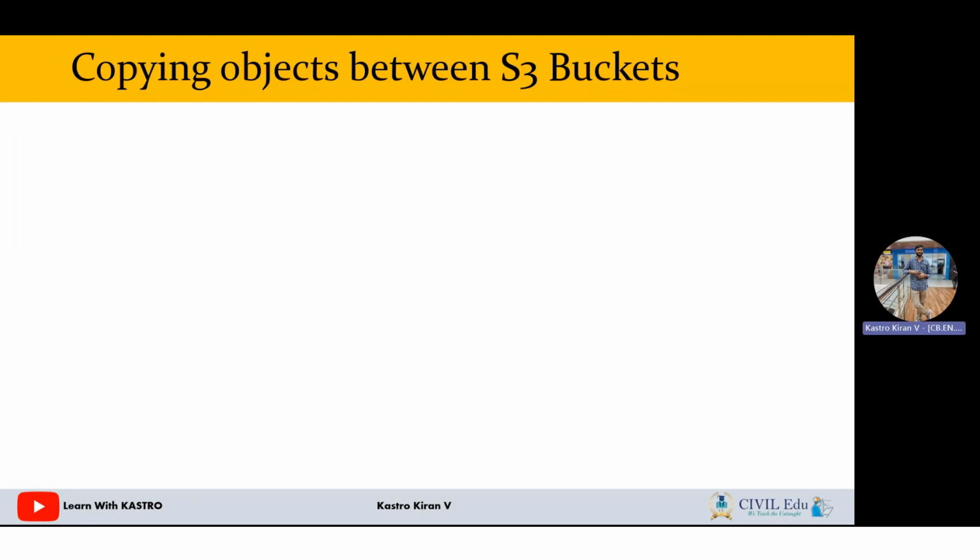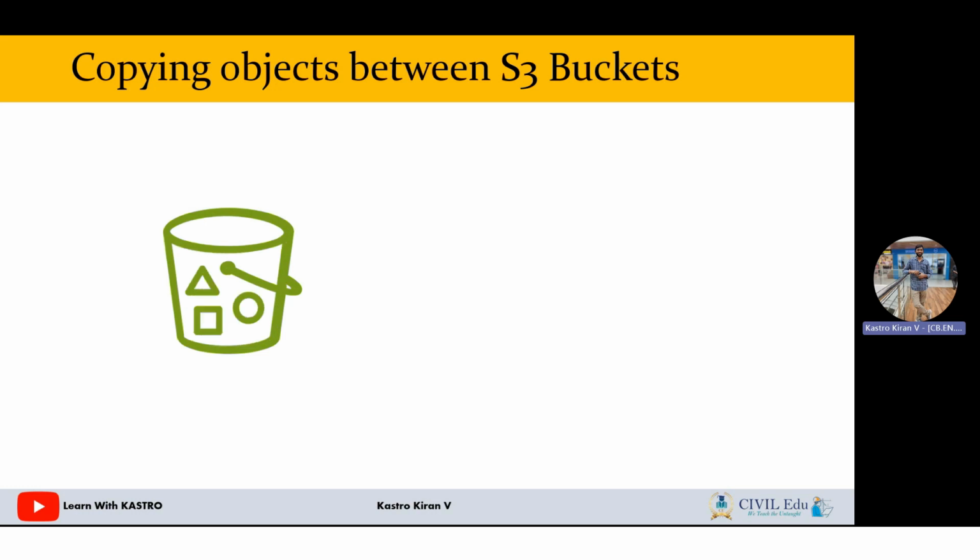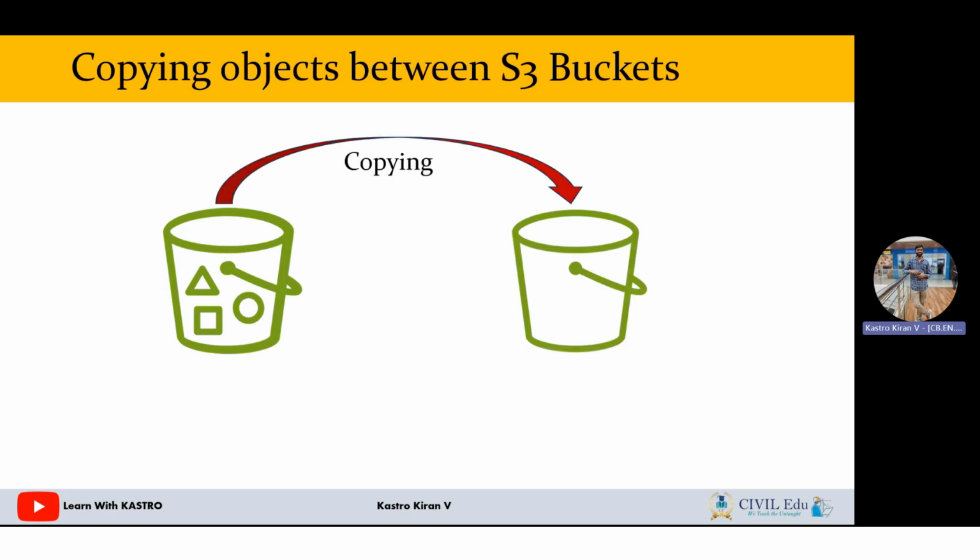The second concept is how to copy objects between S3 buckets. But before that, let me tell you a scenario here. Let's say I have one S3 bucket. In this S3 bucket, I'm going to upload some objects. Now, whatever objects I upload into this bucket should automatically get copied into another bucket. That is called copying objects between S3 buckets.